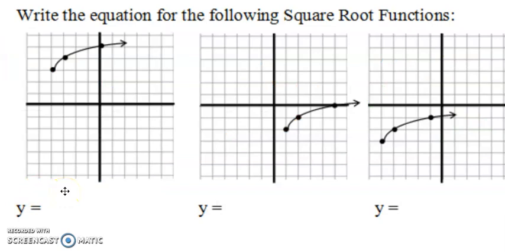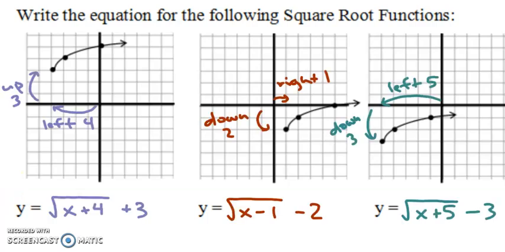So now we want to write the equation for these 3. So pause and give those a try. This one is going left 4 and up 3. So we have to put left 4 on the inside, so that would be square root of x plus 4, and then plus 3 on the outside because we're going up 3. And then you can see the descriptions for these 2 examples as well.